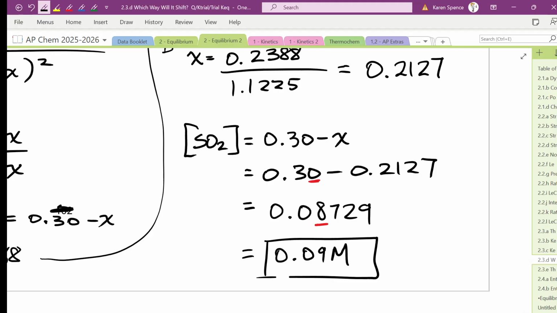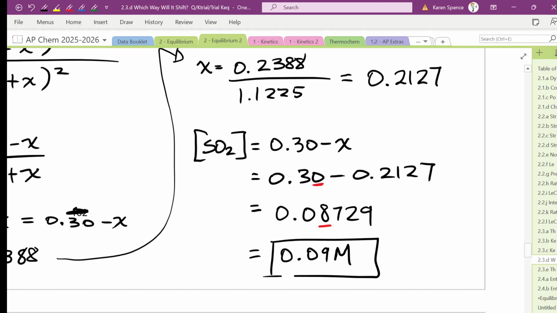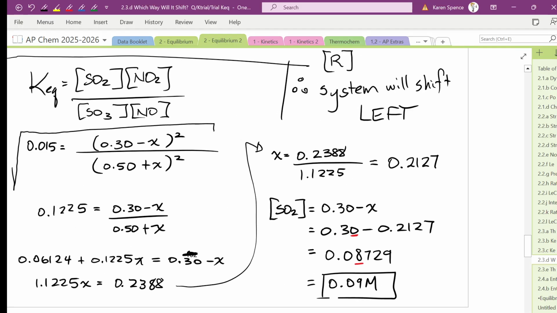So that's quite a lot of work, yes? For one question? Yeah. That's as bad as it gets in this unit. There are no calculations that are worse than that. Yes?